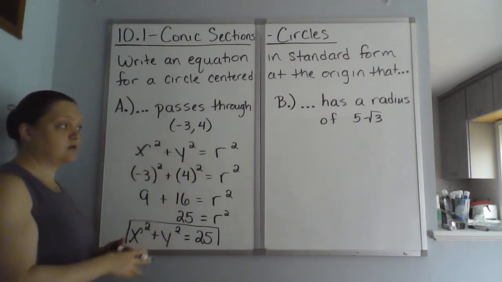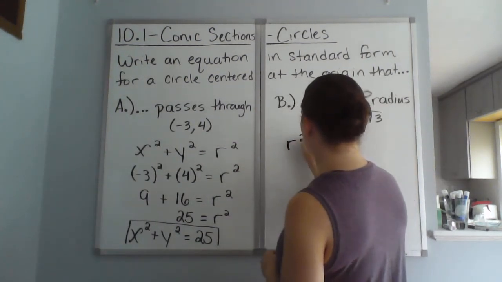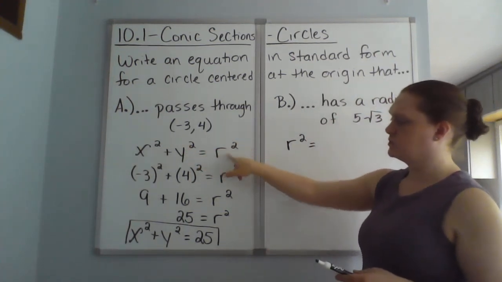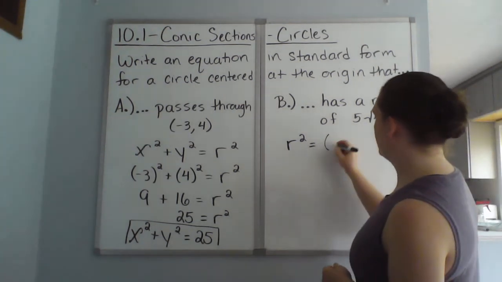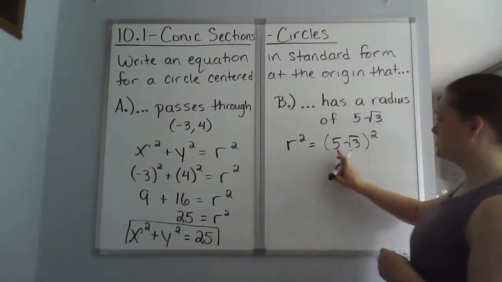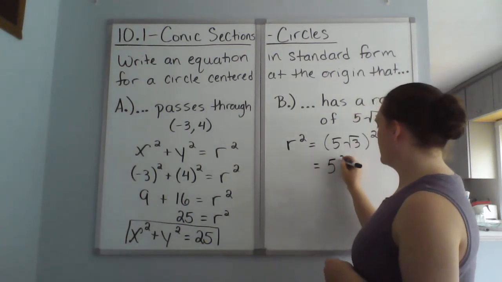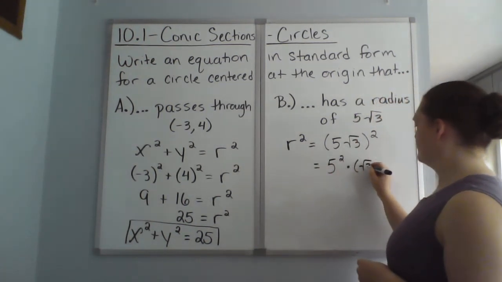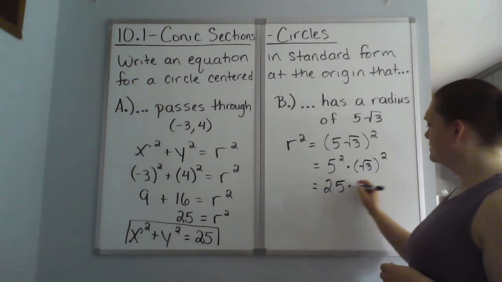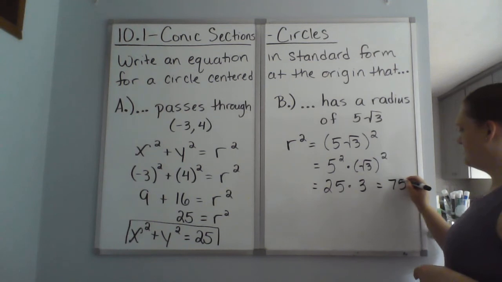Okay? For this second one, we're given the radius, so I want to figure out, well, what's r squared? And then I can just plug it in right there. I just keep x squared plus y squared, and this r squared will become a number. So r squared will be whatever 5 square root of 3 squared is. Okay, so that means I need to square both of these inside pieces. So that's going to be 5 squared times the square root of 3 squared. So 5 squared is 25. The square root of 3 squared is just 3. So this comes out to 75.